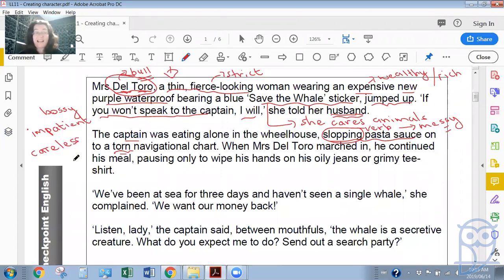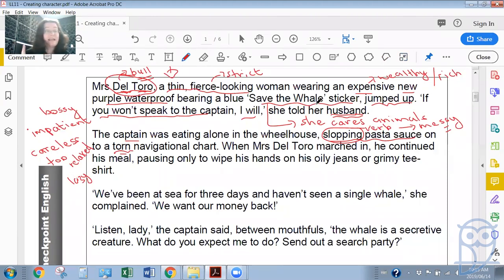He's relaxed or lazy. Yes, he's too relaxed, or we could say laid back, I suppose. Too relaxed, lazy. Yes, he's just more interested in eating his pasta than taking care of the navigational chart, a very important feature on a boat when you're a captain. Okay, so he's busy doing this, and then what happens?